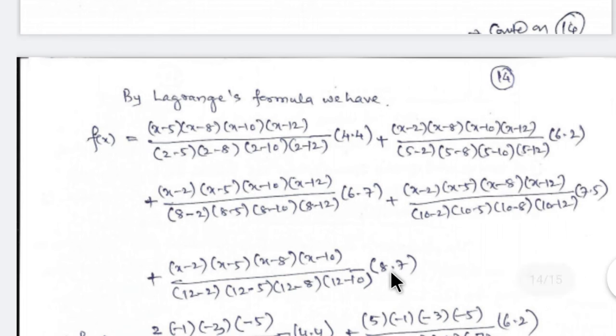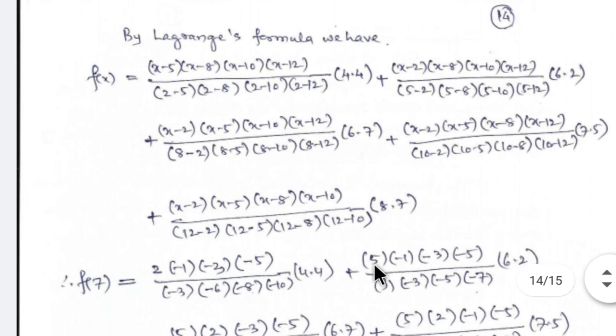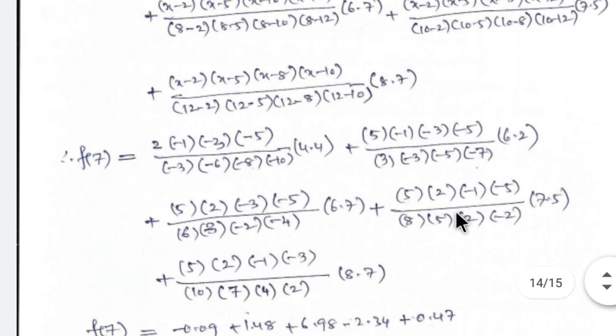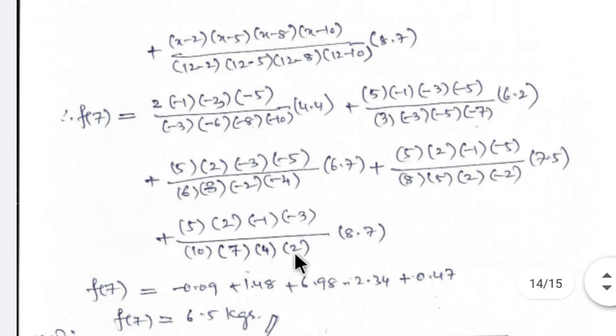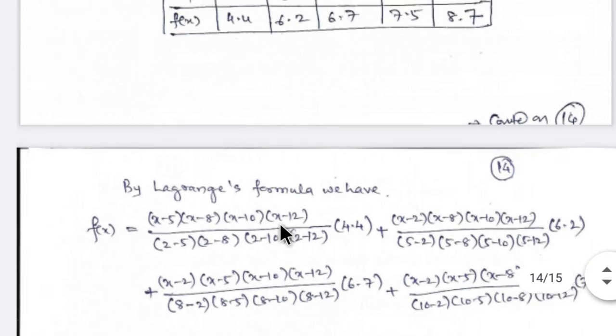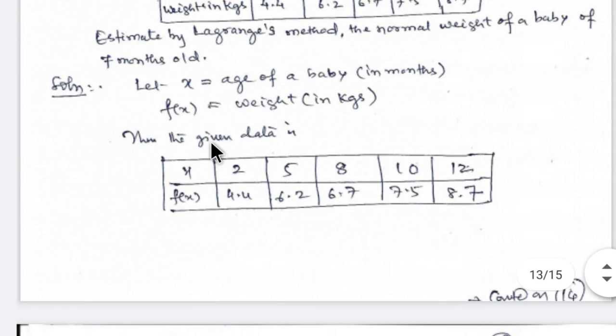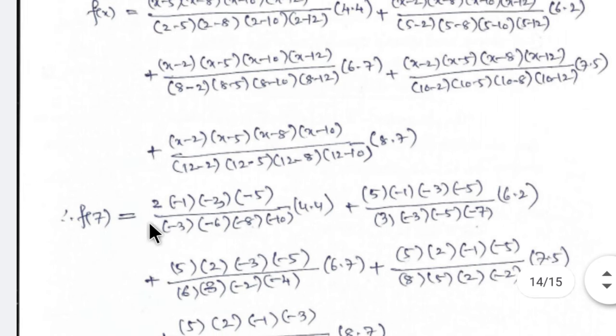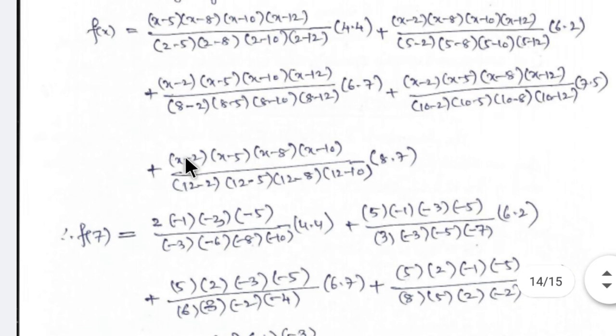That is 8.7, that is y, 8.7 you have to substitute. So simplifying all these, finally you get the answer after substituting all the values. Here they asked for the x value: x is 7, x equal to 7, f of 7.